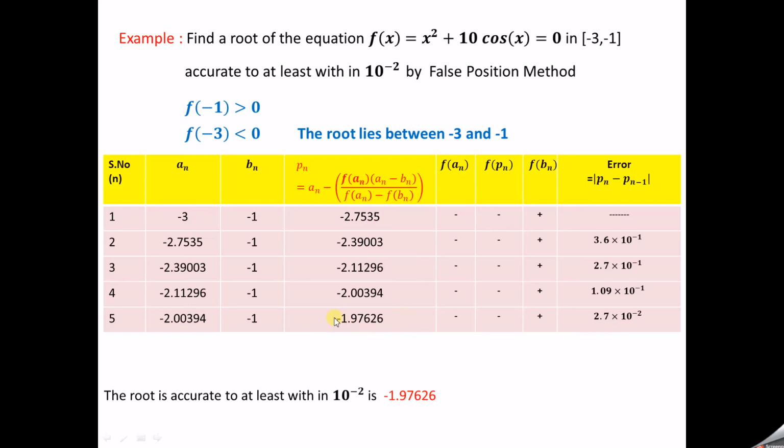Here we get the root minus 1.97626, which is accurate to within 10 power minus 2, at least within 10 power minus 2. This is about the false position method.